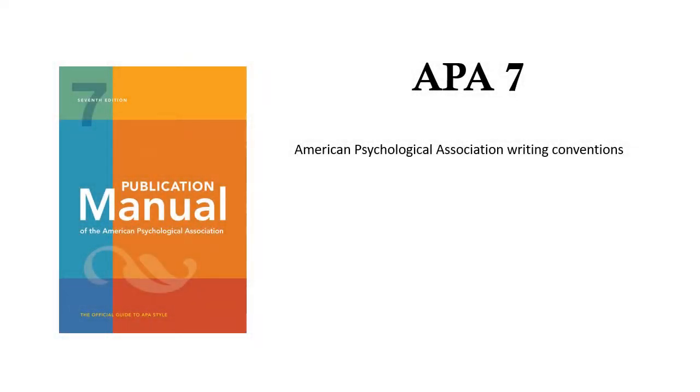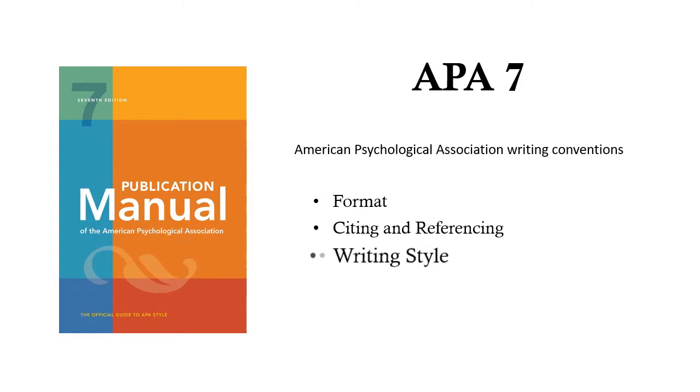The three areas of APA conventions are formatting, citations and referencing, and writing style. This guide will look at how you can improve your writing style. Scholarly language is how academics make sure that their ideas are communicated effectively.